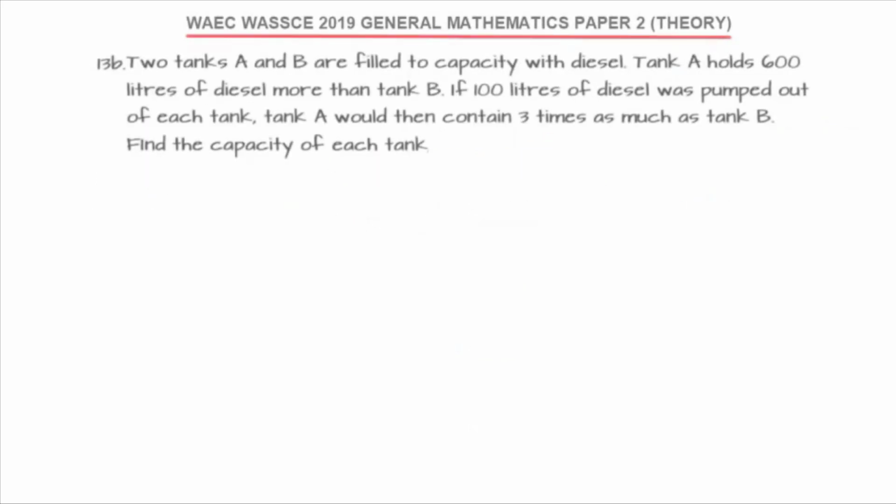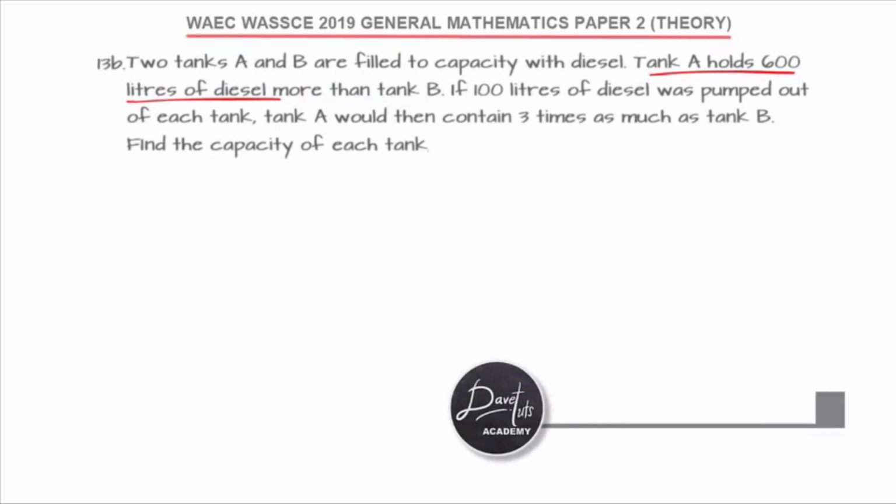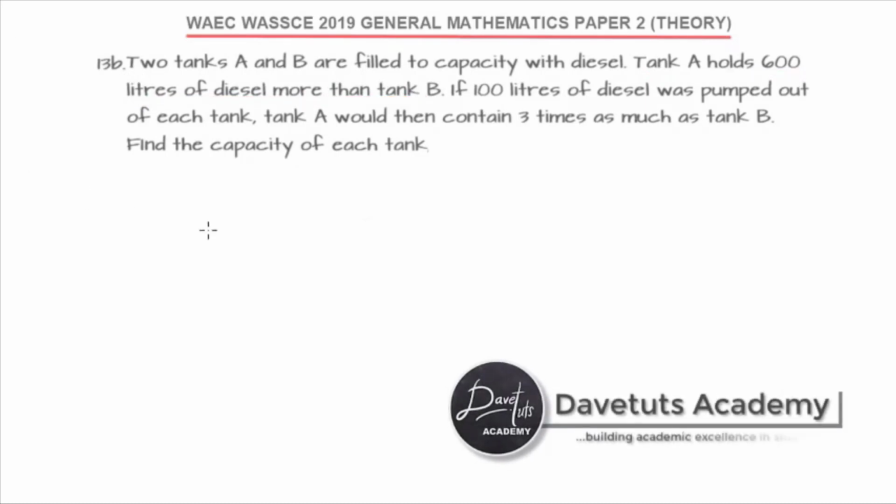We have this question on word problem, and we are told that 2 tanks A and B are filled to capacity with diesel. Tank A holds 600 liters of diesel more than tank B. That's 600 liters of diesel more than B. Then we are told that if 100 liters of diesel was pumped out of each tank, tank A would then contain 3 times as much as tank B. We have to find the capacity of each tank.